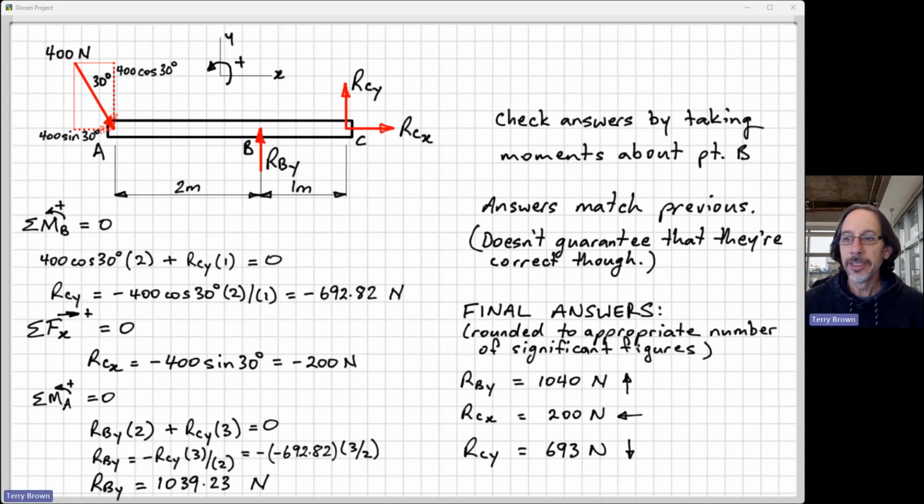So that's the end of the problem. Hopefully that was helpful and helps you understand how to go about solving rigid body equilibrium problems. There'll be much more difficult ones than that you'll need to do, but the process I've just shown you is the process you use for all rigid body equilibrium problems.